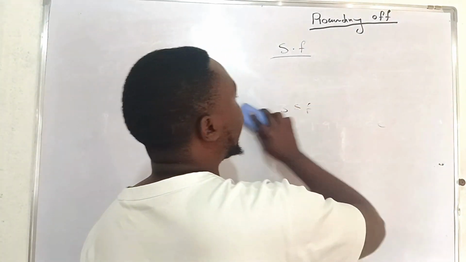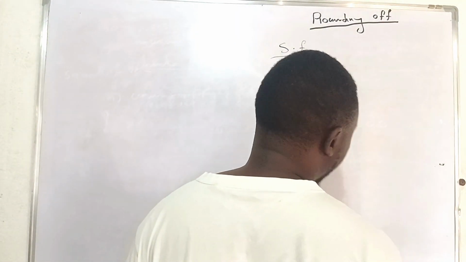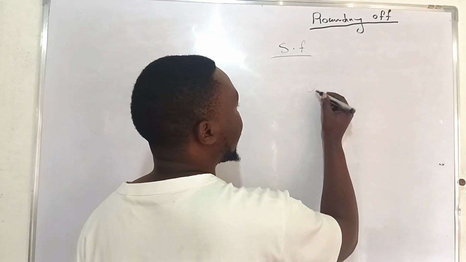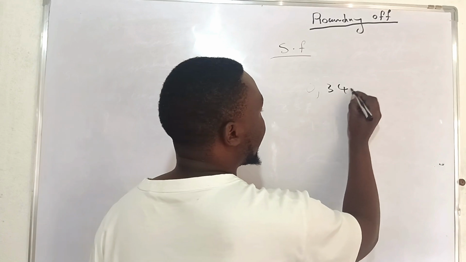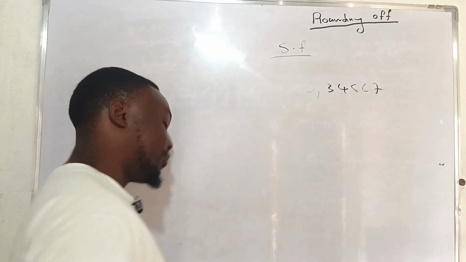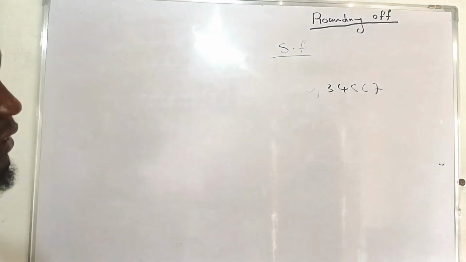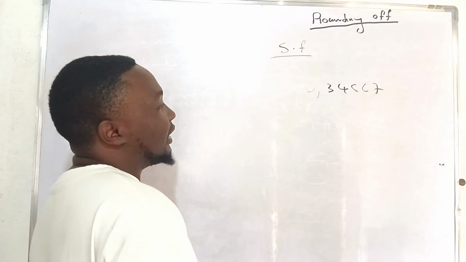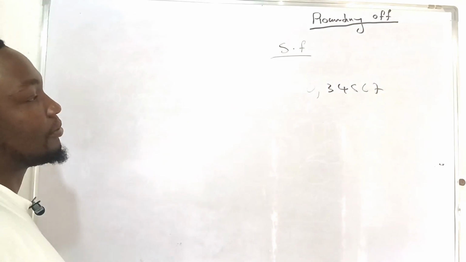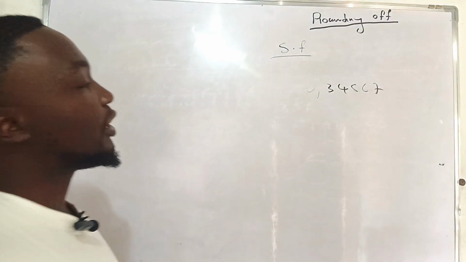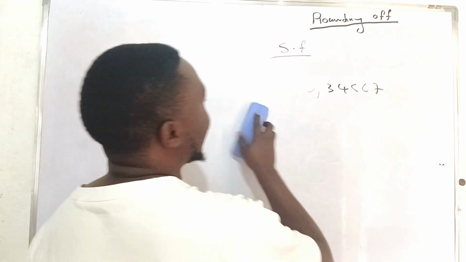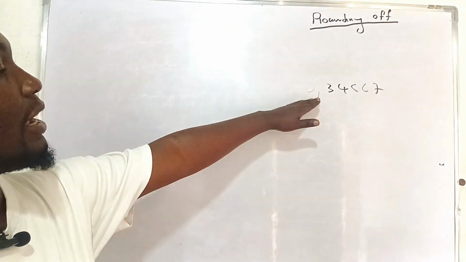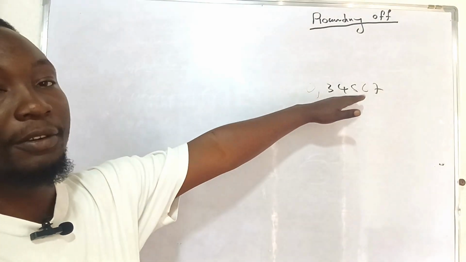Let's do an example. You might be given a decimal, 0.34567. Usually when they give you decimals, they ask you to round to decimal places. They will ask you to round this number to 2 decimal places.